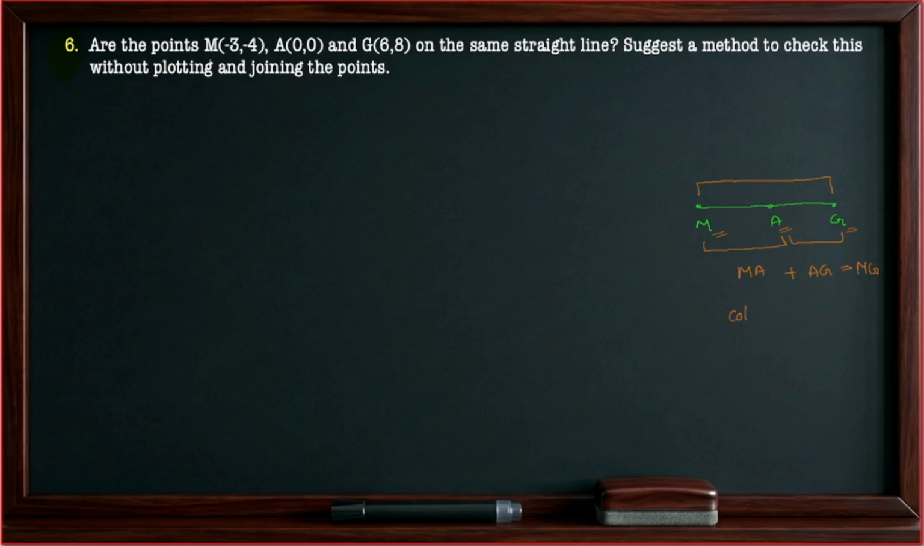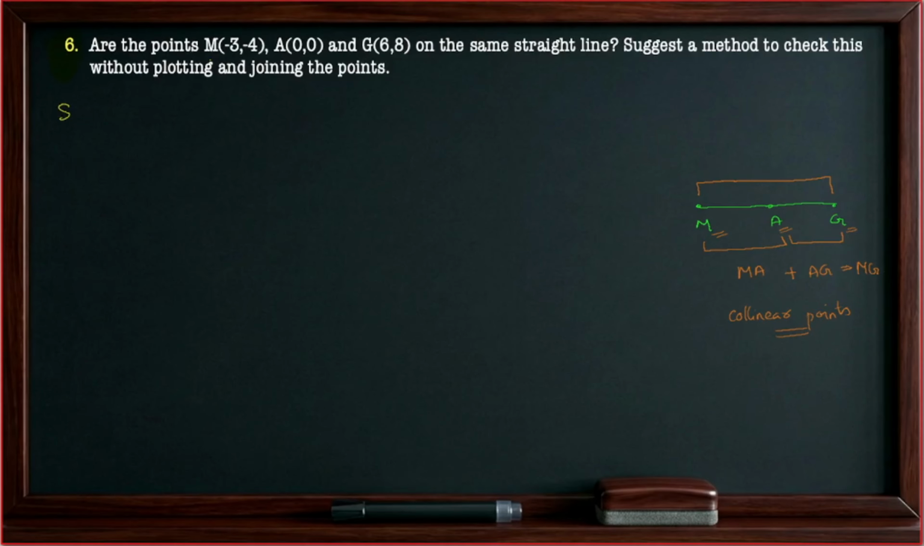So what is the meaning of collinear points? If two or more points lie on a single straight line, they are called collinear points. I hope this part is clear. Then, suggest a method to check this without plotting and joining the points.